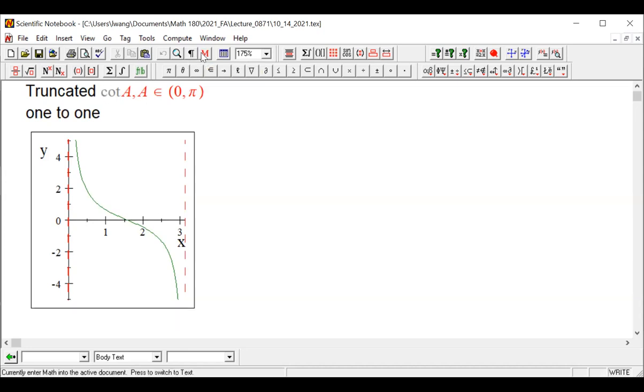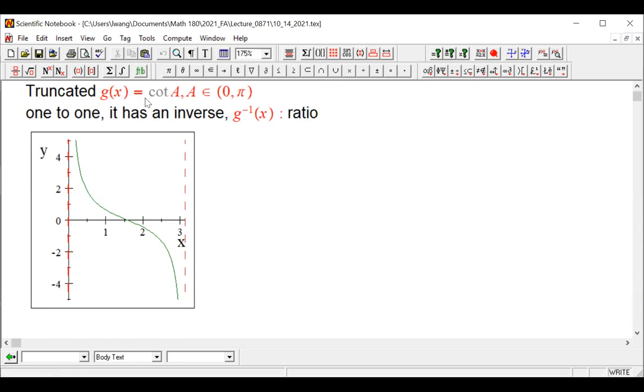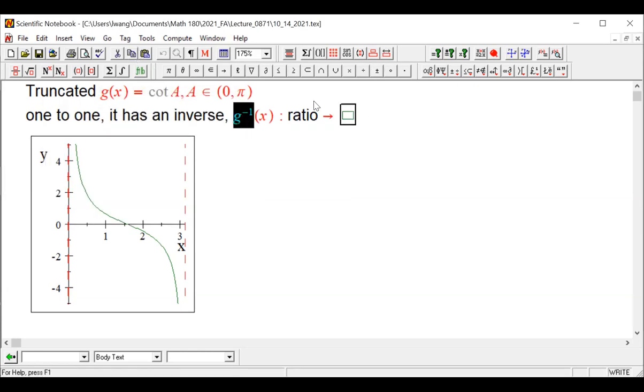Once again, we're going to call it G, the same practice. So a one-to-one function has an inverse, and that inverse we're going to call G inverse. G inverse will take a ratio and produce what? Going through G inverse produces an angle.